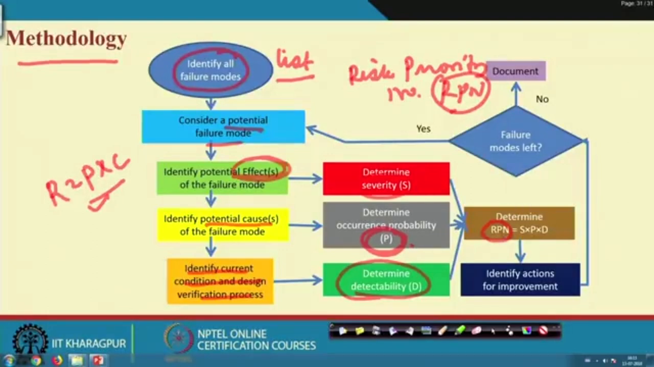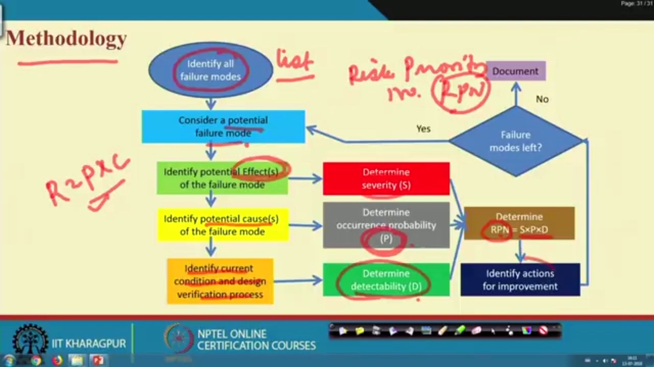But suppose you have been given a scale of severity, probability and detectability separately for a particular failure mode, all three values are there, then you will find out the RPN for this failure mode. So all potential failure modes' RPN will be identified. And then you will see whether the RPN value is significant or not, means it is high or beyond a certain value, so that it is a potential one and should be considered.